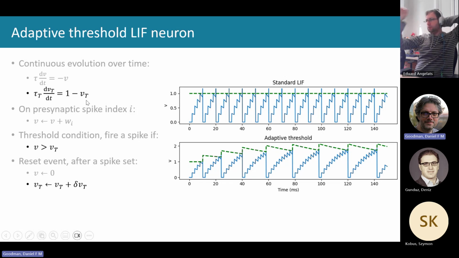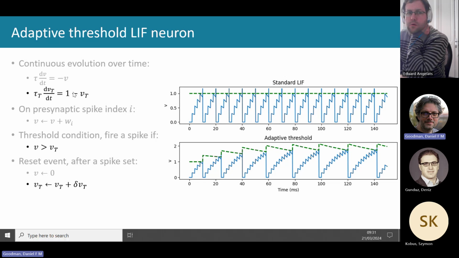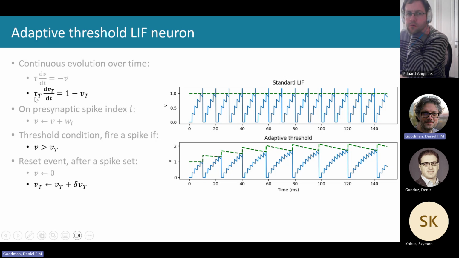And in terms of the maths, we model it in the same sort of way, right? We introduce a new variable vt, which is a threshold, and it decays back to the value 1 with some time constant.